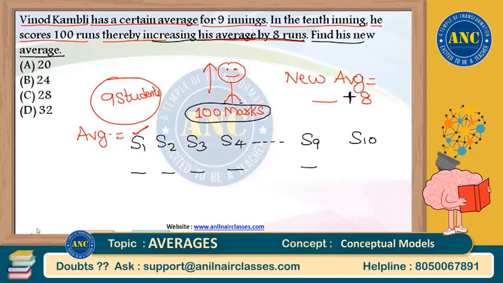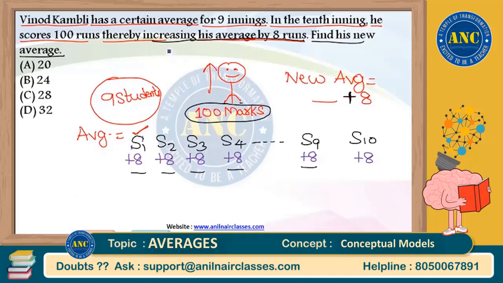The meaning of average increases by 8 marks is that all the 10 people will increase by 8 marks. That means the first student, who was having some marks earlier, has an increase of 8 marks. Second student, increase of 8. Third student, increase of 8. Fourth also, increase of 8. Ninth also, increase of 8. Now this 10th student, the person who is joining, also keeps 8 marks extra with him, right?